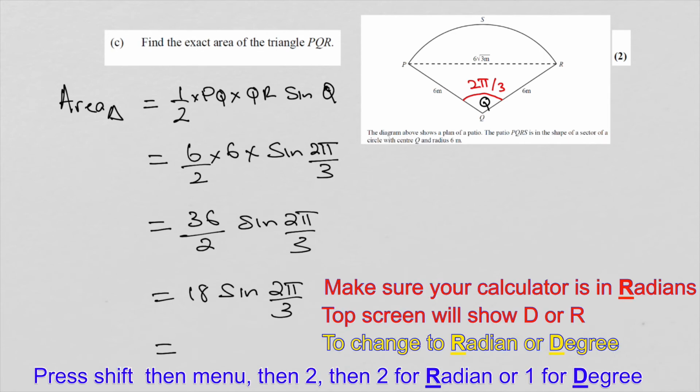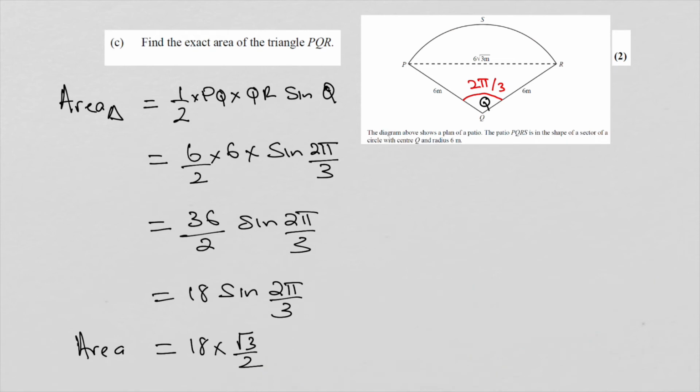Again, you have to do this in radians. So make sure your calculator is in radians. So if you type in 18 sine 2 pi over 3, you get root 3 over 2. Or you can work it out from the unit circle. So if you do a unit circle, you could work it out that way.